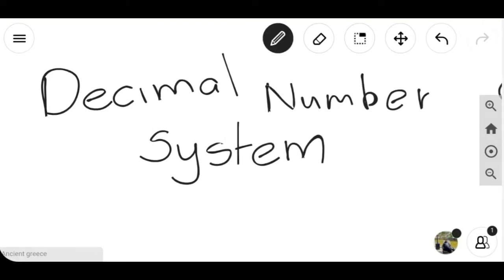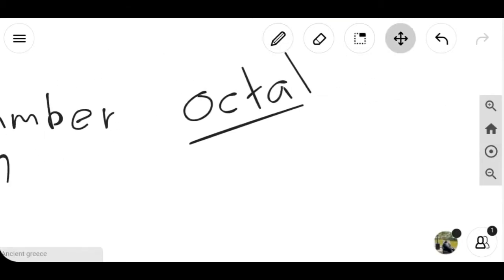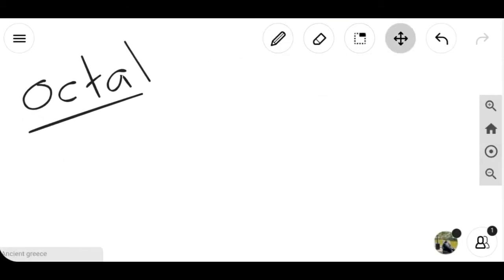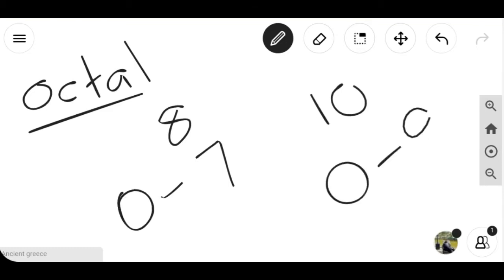Before moving on to conversion, we need to learn what the octal number system is in the first place. The octal number system is just like the decimal number system, however it has only 8 digits, unlike decimal which has 10 digits. Only 0 to 7 are the digits used in the octal number system, while in decimal it's 0 to 9.